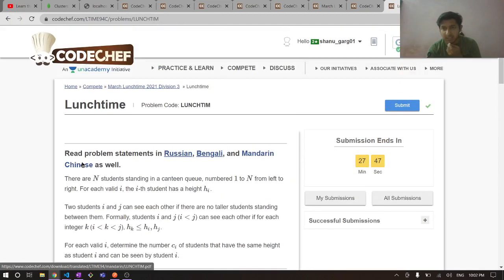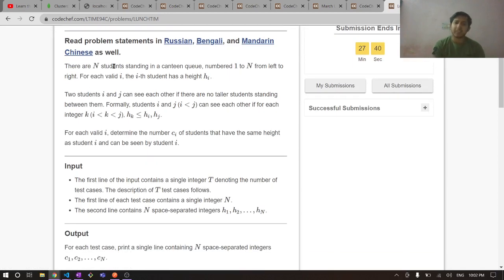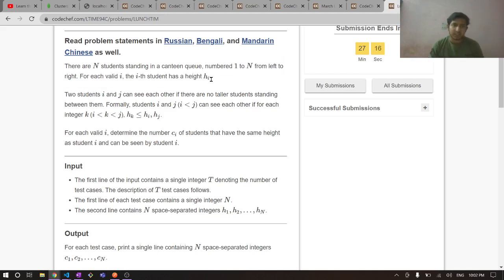The very last question. The question says that there are n students. Suppose you are a hosteler and you must be aware of the fact that there is a canteen where all people just make a queue to take food. So suppose there are n students in a canteen queue numbered 1 through n, left to right, and the height of the ith student is hi, that is given to us.